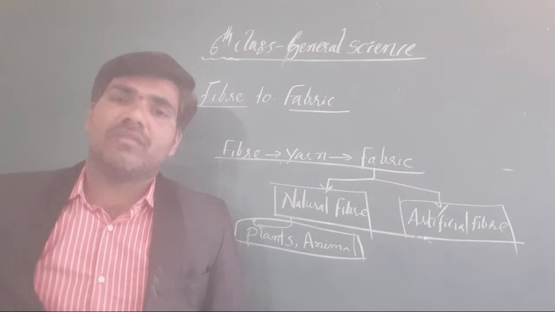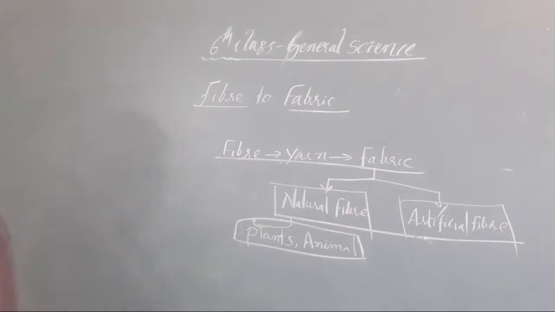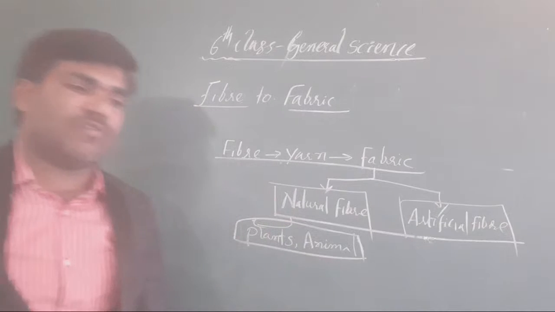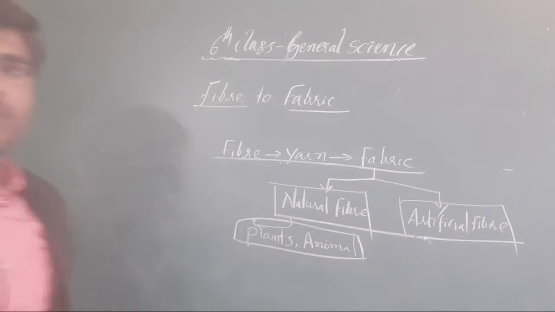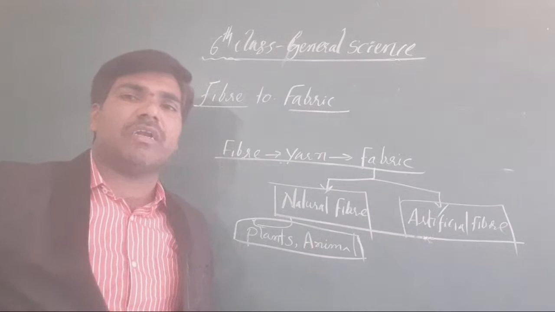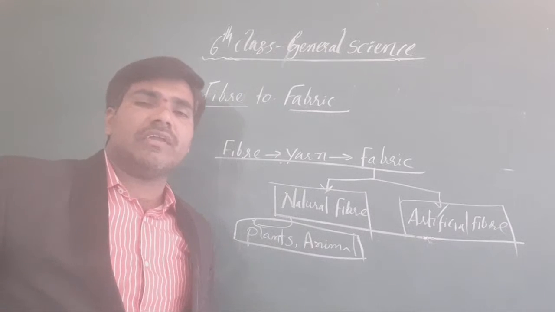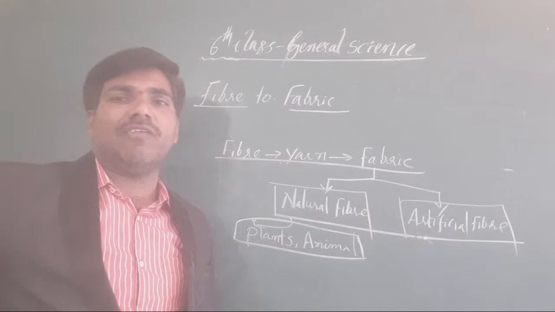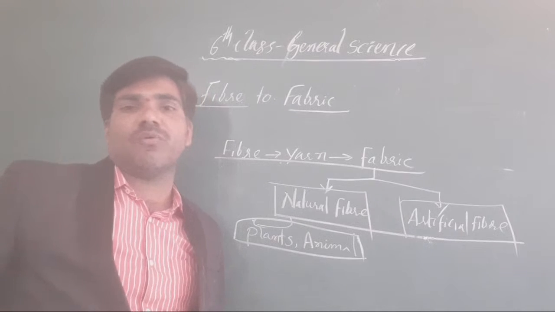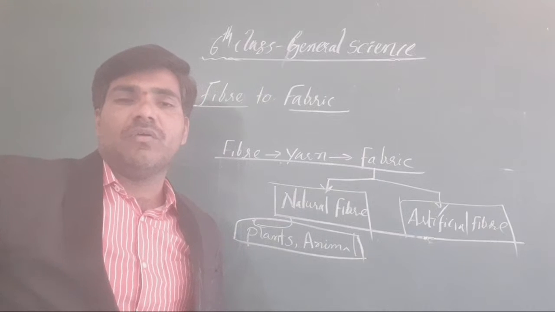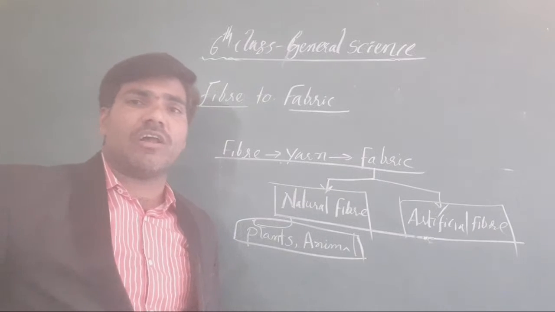There are two kinds of fibers. One is natural, another one is artificial. The natural fibers are totally different from artificial fibers, and they have their own properties. The artificial fibers also have different properties. Okay, clear? Some similar properties are also there.